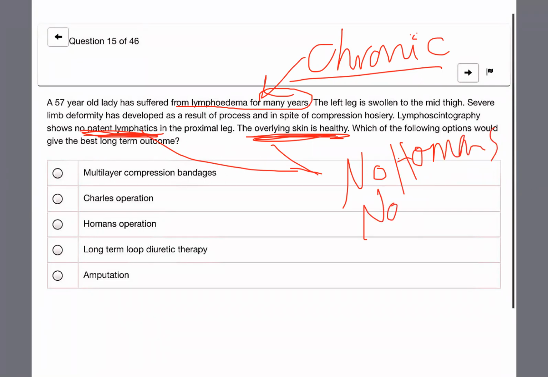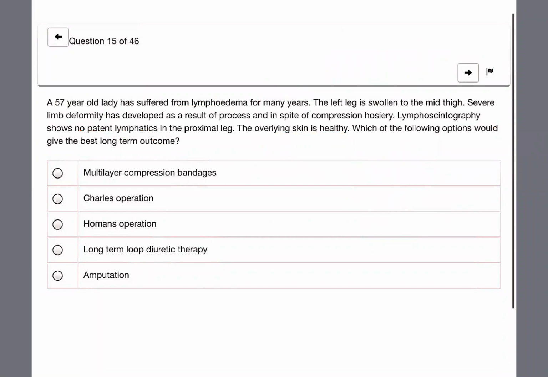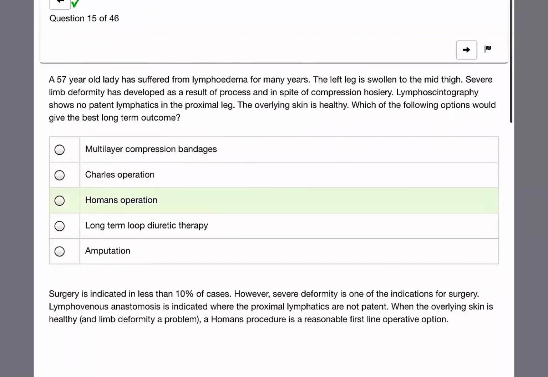No hormones? No operation? Okay, I just put a line about chronic lymphedema, and I put about patent lymphatics in the proximal leg. No patent lymphatics. Sorry, so it's my fault. The overlying skin is healthy, so what is the operation? Hormones. Okay. I apologize, I'm sorry for this.